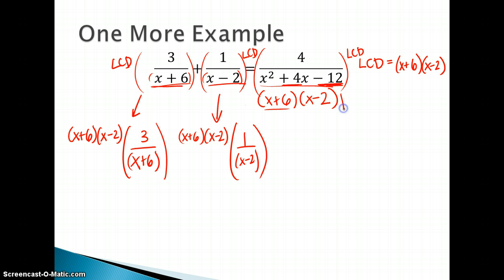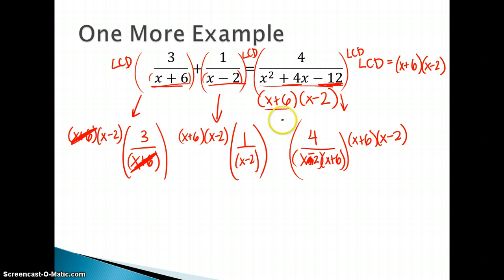And my third term here, 4 over x plus 6, x minus 2, multiply that by my least common denominator, x plus 6, x minus 2. The easier thing here is the canceling. If I start on the left side, x plus 6 appears in numerator and denominator, just like last chapter, you could cancel those out. So this becomes 3 times x minus 2, which is 3x minus 6.